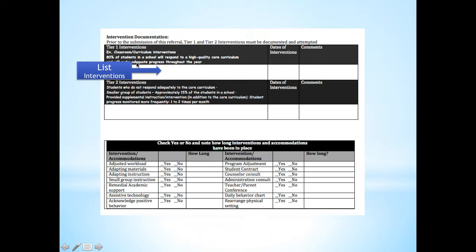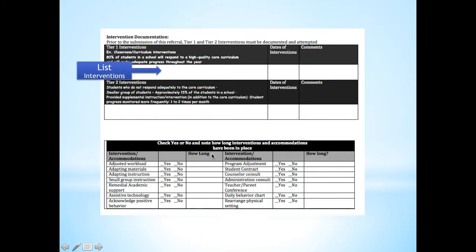Then list interventions. And I give an example. Tier level 1: 80% of the students in the school will respond to high-quality core curriculum. So what things are you doing? And that's basically what you're doing with every person in your class. Those tier level 1 interventions, that's what every person is getting. That's your Wonders curriculum and all of those, and then the dates that you've done that. The tier level 2 is smaller groups of people that are getting it. Maybe you're doing pull-outs. Maybe you're modifying some things, and progress in terms of what that looks like for that tier level group. So it's what you're maybe not doing for everybody, but for certain specific people.